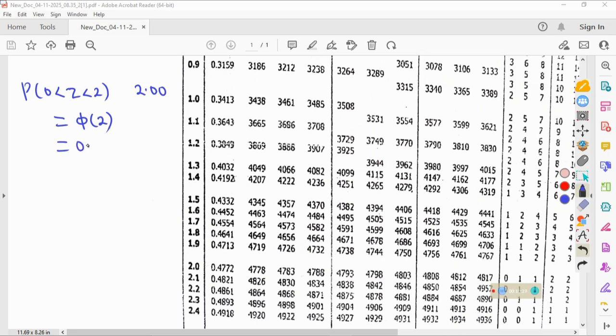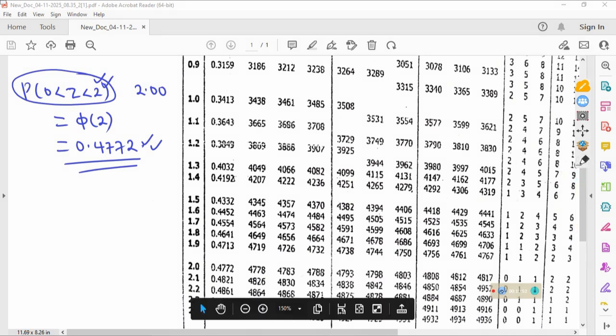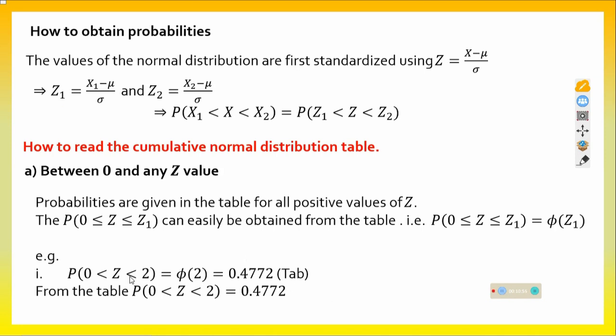It is the value 0.4772. So that is the value for 2.00. Meaning if you are looking for the value between 0 and Z2, you simply take the table reading of 2. So you come to your table and take that value. So clearly we have the table reading of 2 as 0.4772, and we have seen how best we can obtain that.